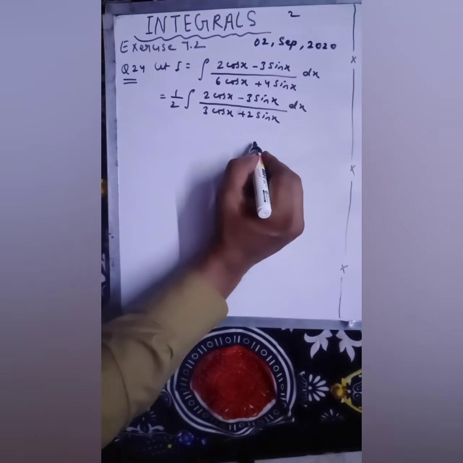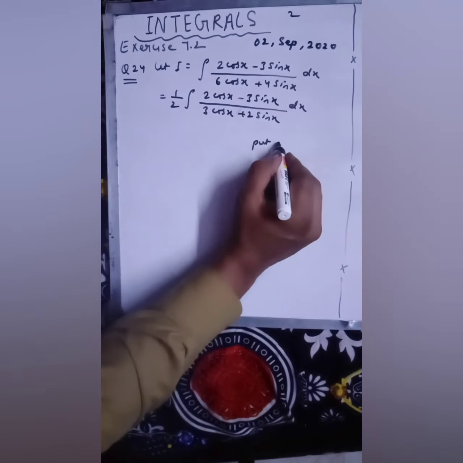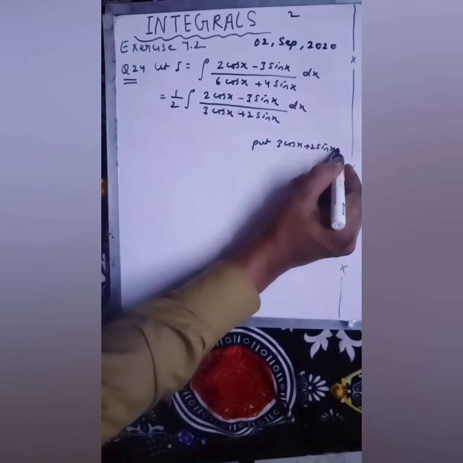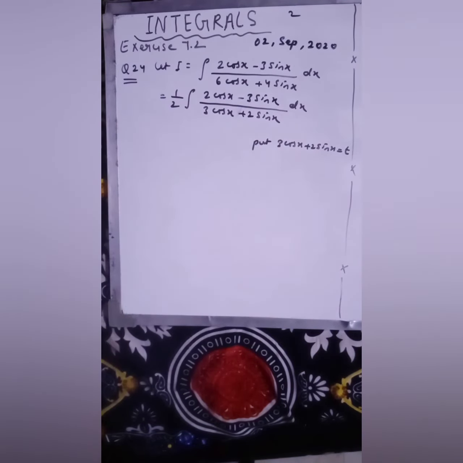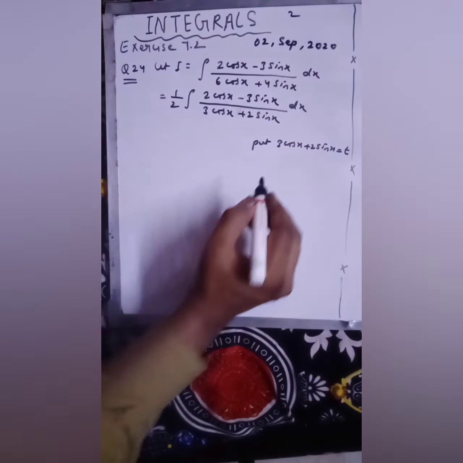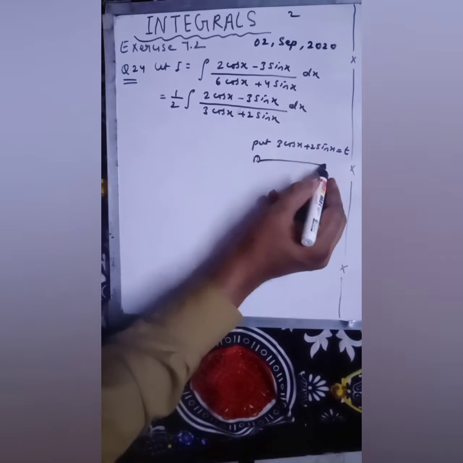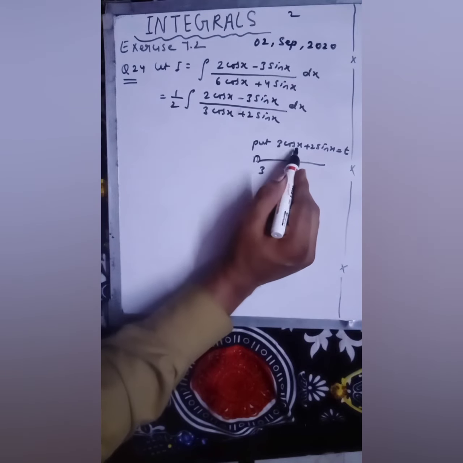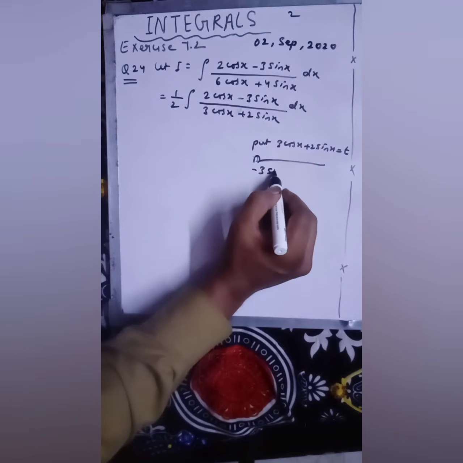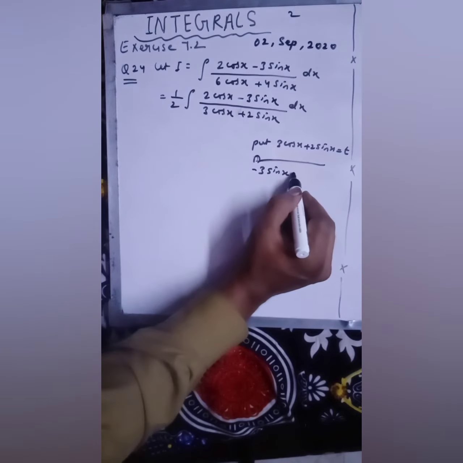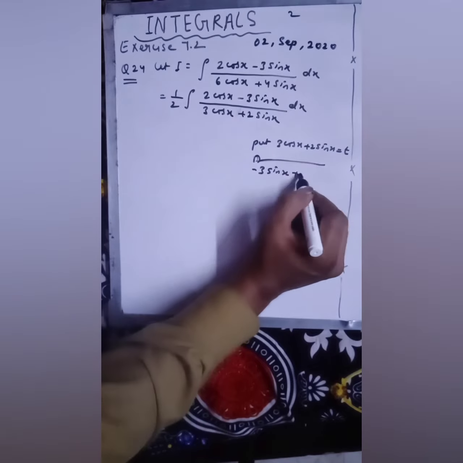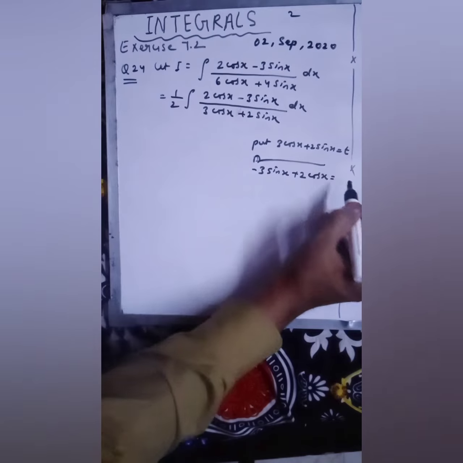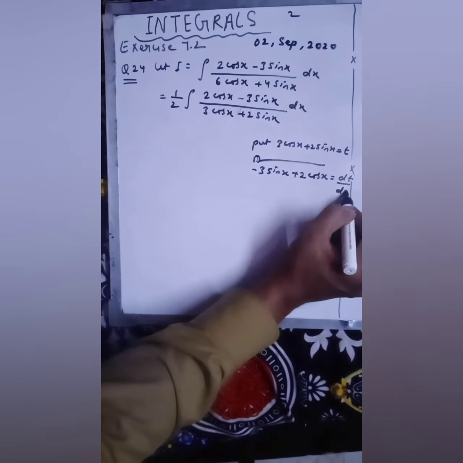So what we are doing, we are assuming that put 3 cos x plus 2 sin x equals t. Now differentiating both sides with respect to x, here you will get 3 times the derivative of cos x, which is minus sin x, plus 2 will remain the same, and the derivative of sin x would be cos x. So that is equal to dt by dx.